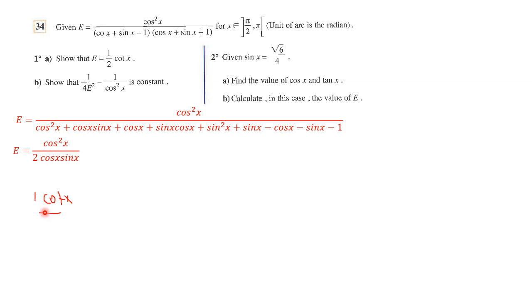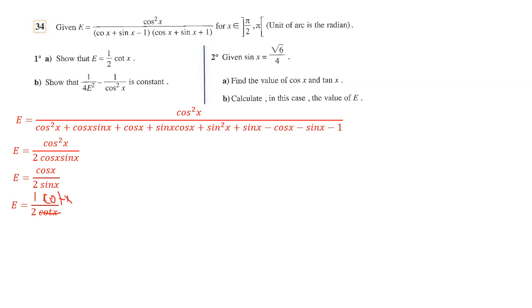You can add these two, so it becomes 2 cosine x sine x, and now you simplify, you get cosine x over 2 sine x. Till now you are done if the question only asks to simplify the expression, but because they ask you to show that E equals 1 over 2 cotangent x, that means you have to continue. What's cotangent? It's cosine over sine, right? Cosine over sine is cotangent. So we have 1 over 2 cotangent x.